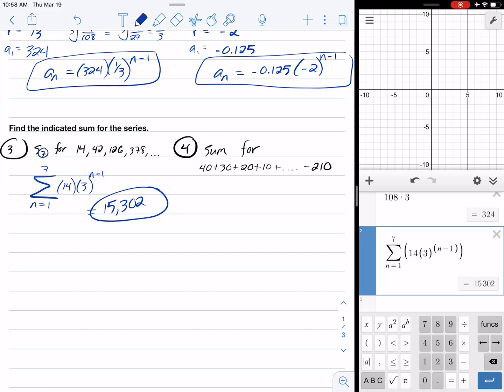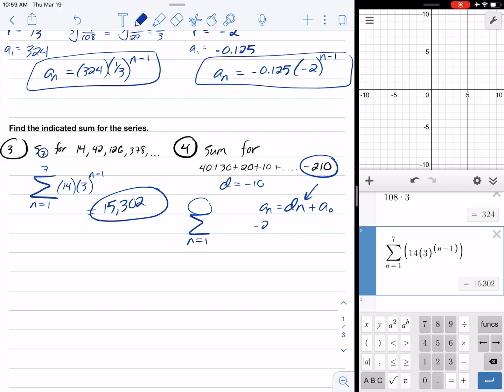Number 4, hopefully we all noticed that this was an arithmetic series. The difference was -10, -10, -10. That's going to help you write your rule. It's also going to help you find how many terms are in this series, because when we go to write this in sigma notation, 1 for our lower limit, we don't know what that upper limit is. We need to know what term number -210 is, and you can just use a sub n equals d times n plus a sub 0, the explicit rule for an arithmetic sequence, to solve for that term number n.